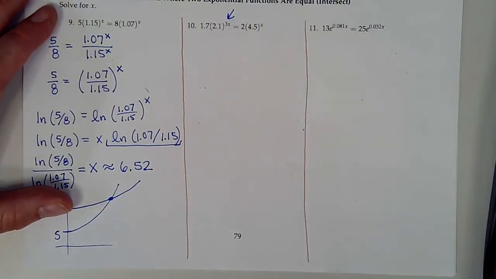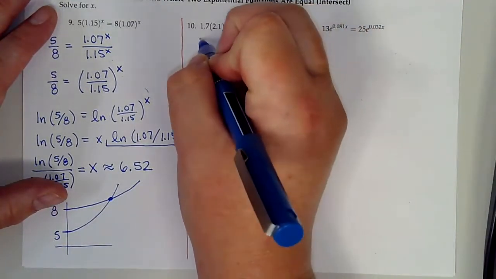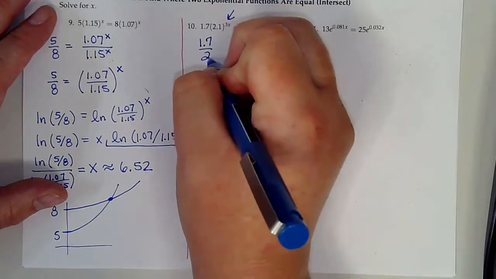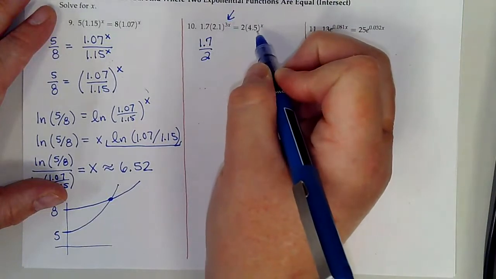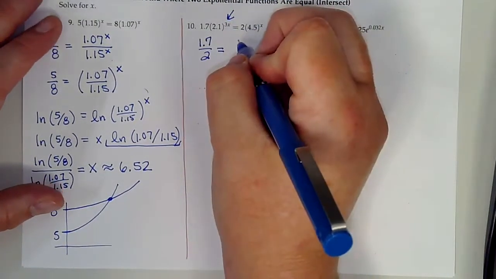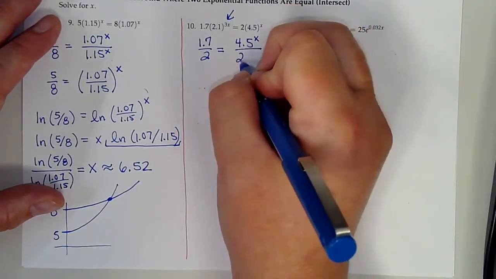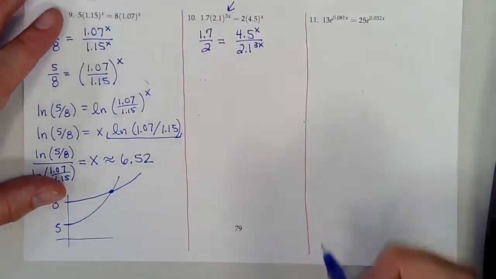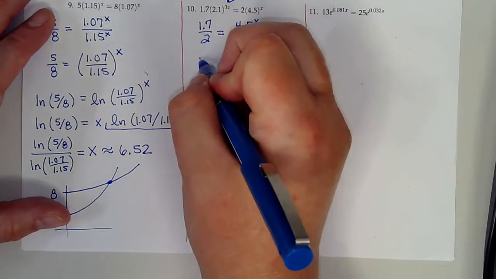So I'll do the same thing. All the parts without x on one side, all the parts with x on the other. I'll start by dividing this 2 over, so you get 1.7 divided by 2. And then I'm going to divide this 2.1 to the 3x over to the other side. So I'll have 1.7 over 2 is equal to 4.5 to the x over 2.1 to the 3x. And then I am going to use that property of exponents to get that x out.